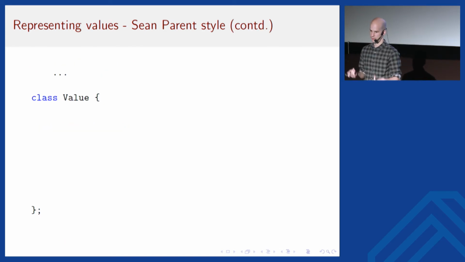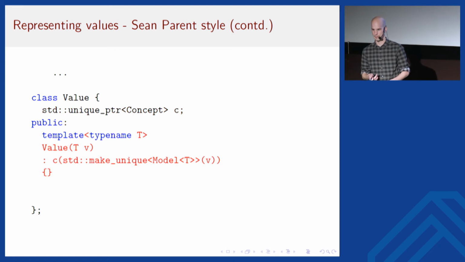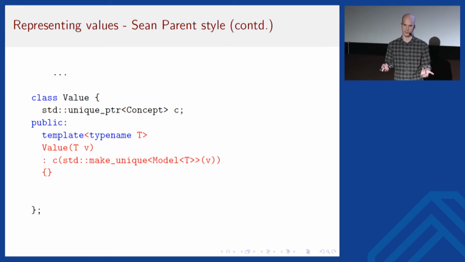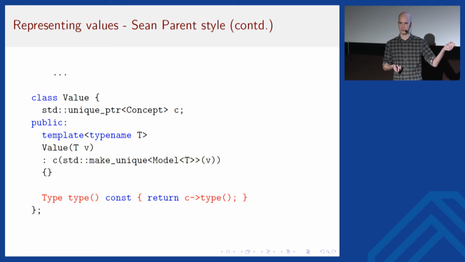And then my value class just looks like this. I have a unique pointer to a concept, so to the interface base class. And I can construct it with any of my concrete value classes, like my number or string. I can put that into the constructor here. And then the type function is just exposed through this concept interface.